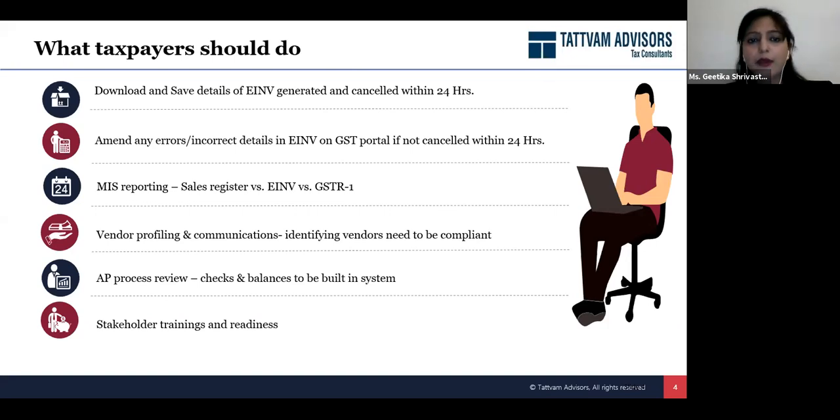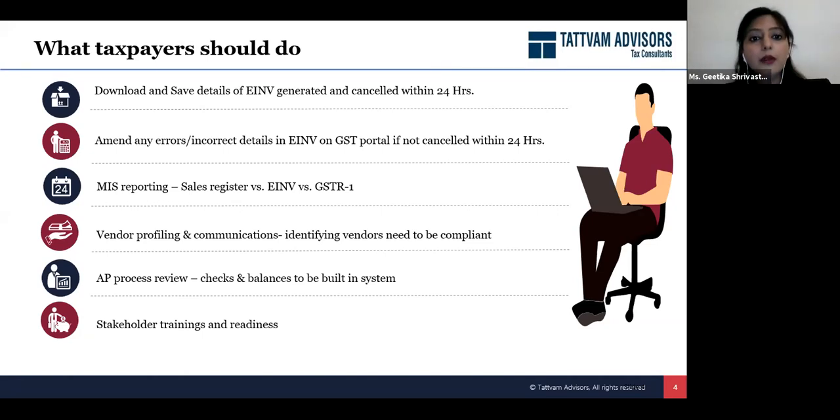There are various service providers who provide all these facilities, but let's say you don't take any support of any external service provider. Then within your ERP system you should have MIS reporting between the sales register, the invoicing, and the GSTR1. This will always help you in reconciling the data which is available in your sales register, the documents for which you have issued invoices, and what is being reported in GSTR1.